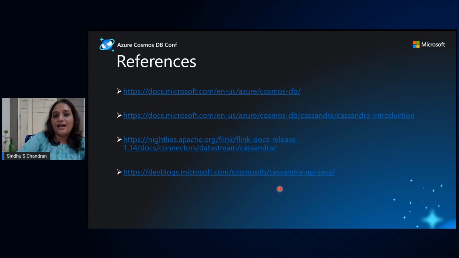Some references. So the Azure documentation is extremely helpful, and the tech support were very helpful in helping us understand a lot of the changes and concepts, what is supported, and making sense of the RU concept, which was particularly new when moving from Cassandra to Cosmos DB.